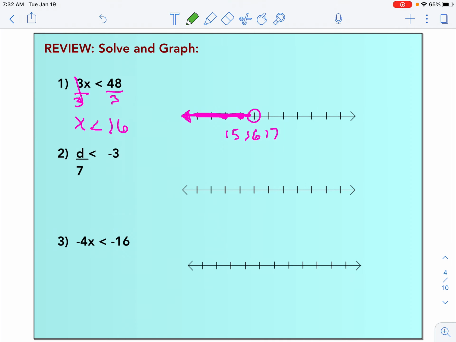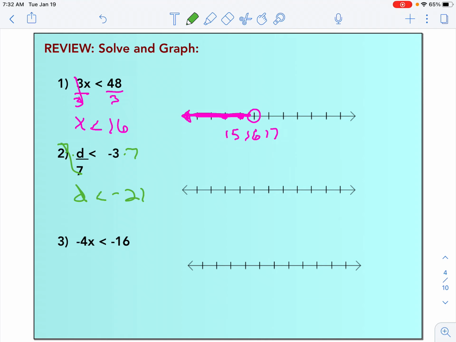On this next problem, when I'm solving for D, I will have to multiply each side by 7. Again, I'm multiplying by a positive number, so that gives me negative 21, and I don't flip it because, again, it was multiplying or dividing by positives. It's only when I multiply or divide by a negative that I have to worry. So now I have my solution.